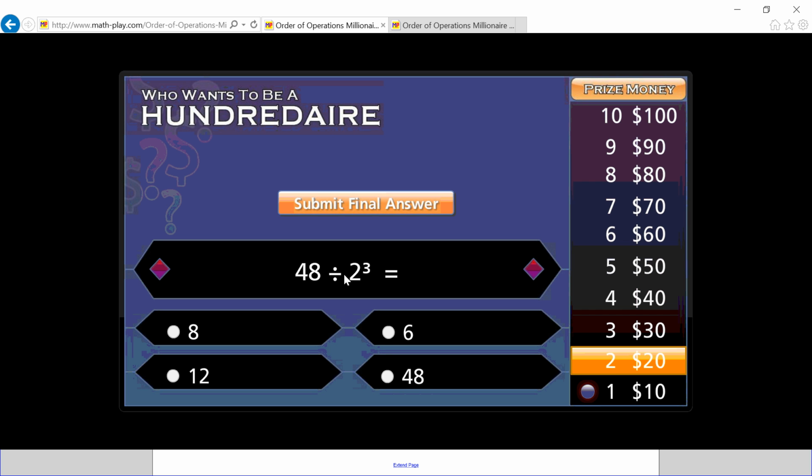So do I see any operators here? No. So 48 divided by, and what is this going to be? How would you write this as repeated multiplication? 2 times 2 times 2 is 8. So 48 divided by 8 is 6.